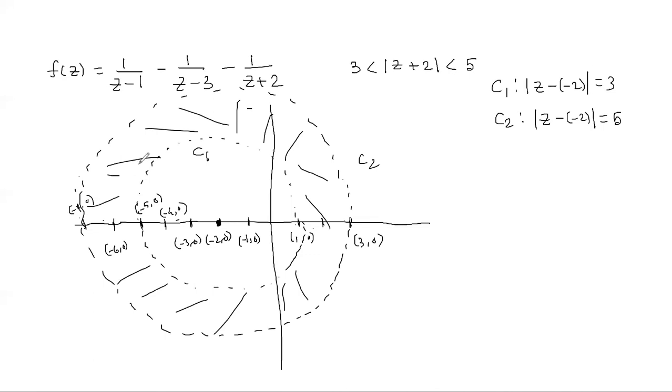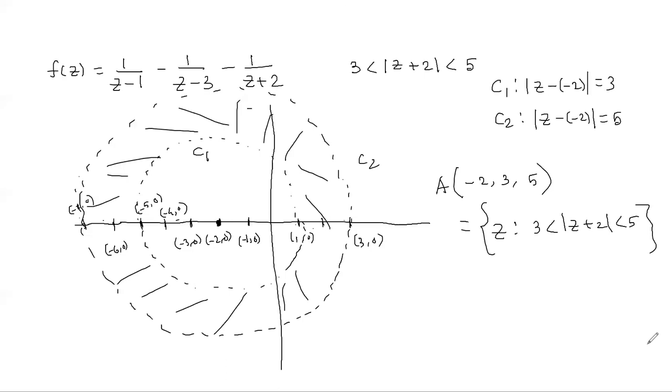So here we have to expand. This is our annular region centered at −2, R1 is 3 and R2 is 5. That is the set of all z such that 3 < |z + 2| < 5. Here we are going to expand the function and you will see you are getting a Laurent expansion.